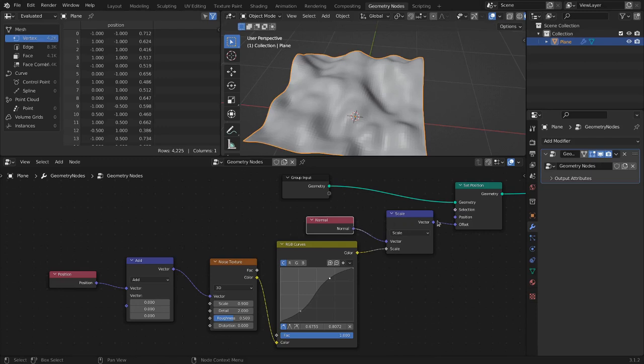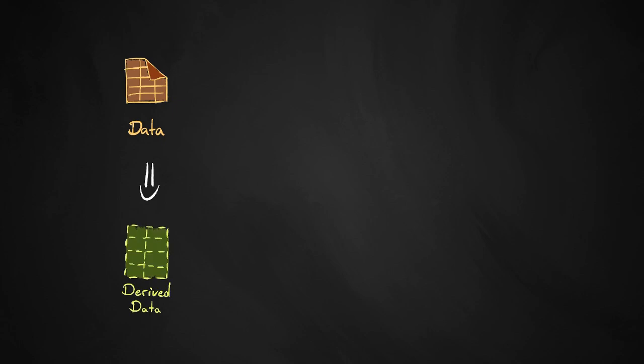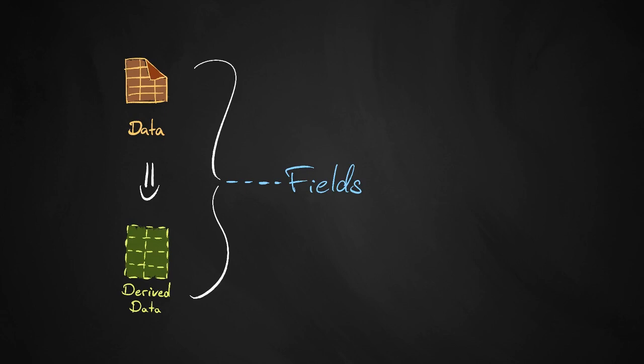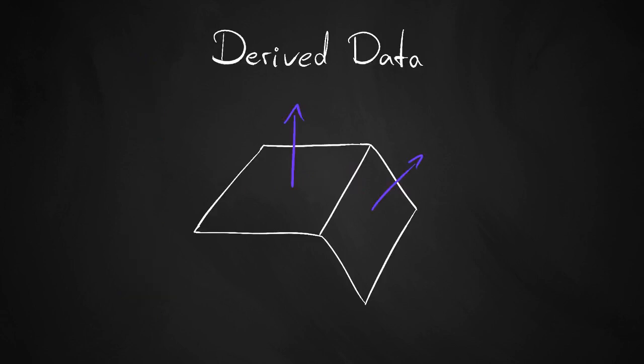You can see now that the field depends on both the normal and the position attribute, as I hover over the field socket. Other than actual attributes that are stored as data, like the position attribute for example, fields can also refer to other data that is derived from the geometry. One example would be the normal direction of the faces. This information is not stored as an attribute because it is given by the shape of the geometry implicitly. Instead, information like this should be referred to as derived data. It is derived from the geometry in general, rather than being stored on the geometry.